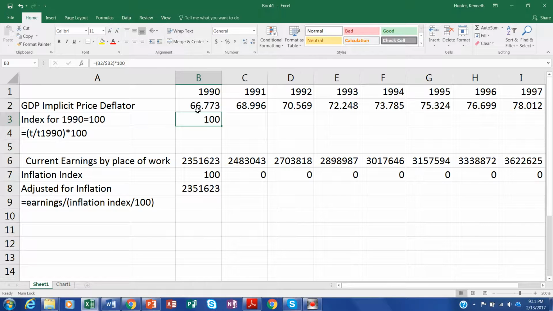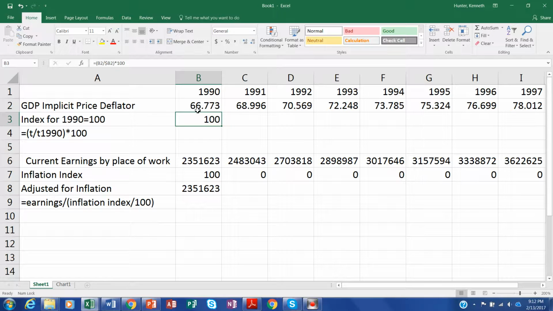In this case, we are going to index for 1990 as equaling 100. This is very similar to how we did it for indexing population. The equation is very similar. As you can see here, you would take the value of the particular period. In this case, in 1990, it would be 66.773. You divide it by itself, which in the equation means that you divide B2 by B2. You take that result and you multiply it by 100 to get 100.